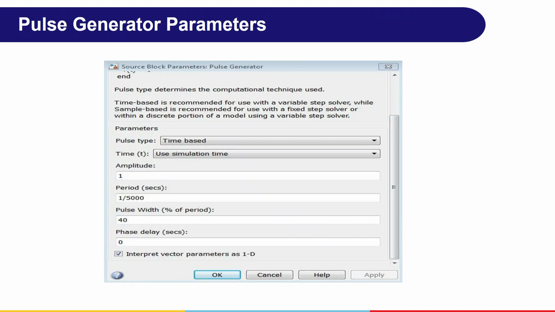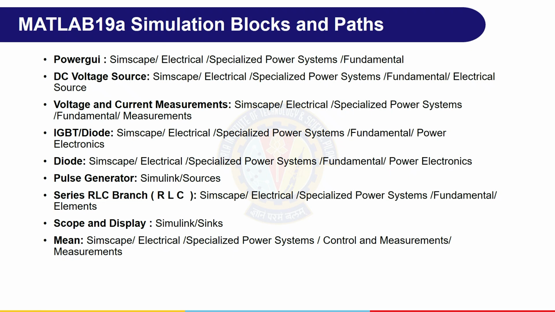Pulse generator parameters: pulse type, time base, time, use simulation time, amplitude 1, period 1 by 1000, pulse width is given as 40; you can start from 20, 40, 60, 80. In MATLAB, these are the simulation blocks and paths. So these are the blocks that are required. Using this path, select all the blocks.